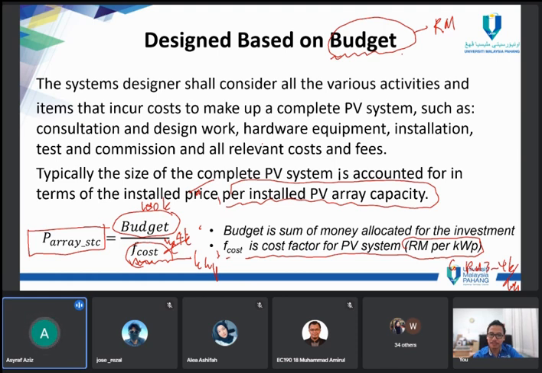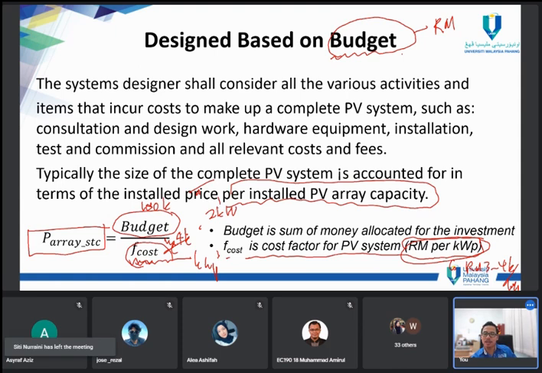Sebab dia pakai dalam kilowatt peak. Because the cost is written in per kilowatt peak kan. So that's why you get 25 kilowatts. Oh, sorry. 25. So you're going to get a 25 kilowatt system. Kilowatt peak tu refer to the PV installation.